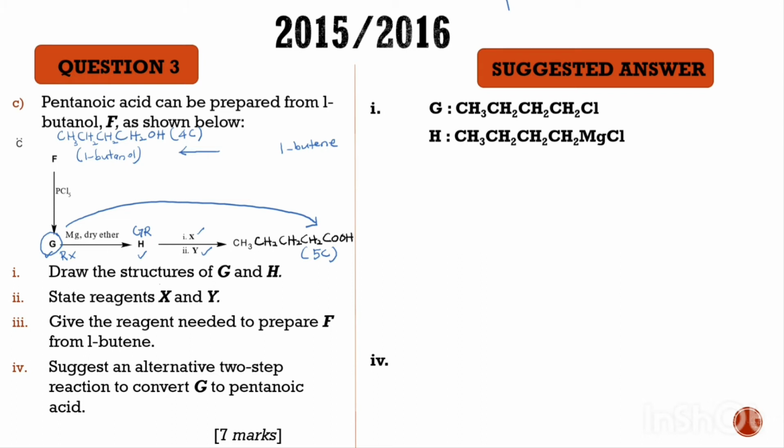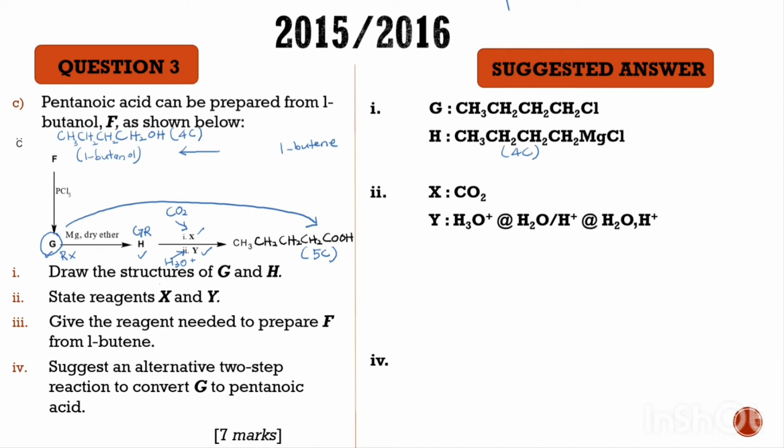And then the Grignard reagent reacts with X followed by Y to produce pentanoic acid. So here there is an addition of carbon, because our Grignard reagent has only 4 carbons, but our final product is pentanoic acid with 5 carbons. So X should be carbon dioxide, followed by hydrolysis. So Y is H3O plus, or H2O, H plus. Okay, so write the answers one by one. X is CO2 and Y is H3O plus.